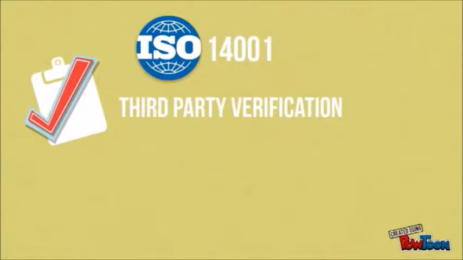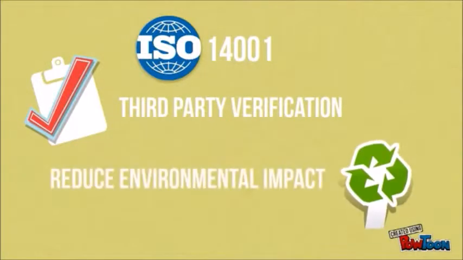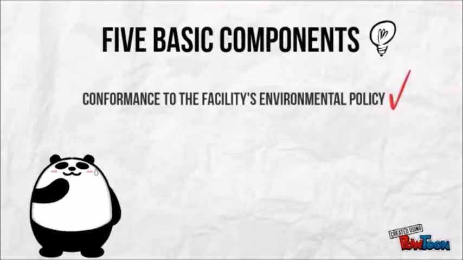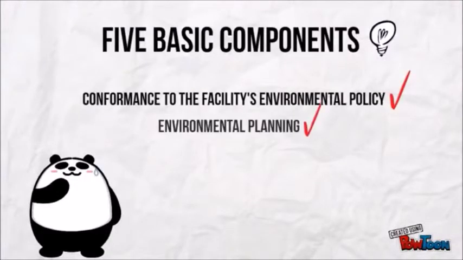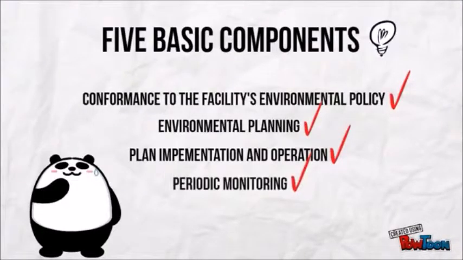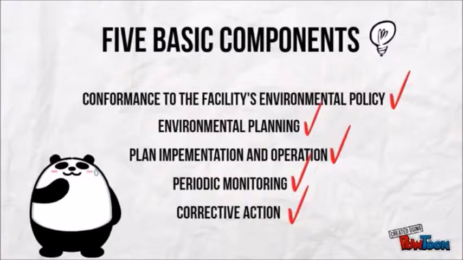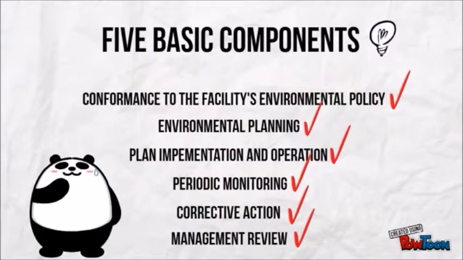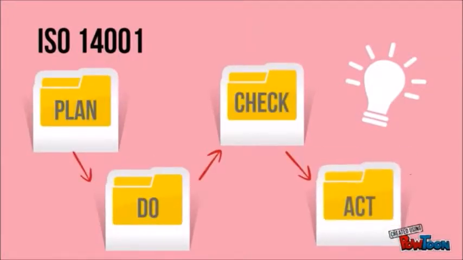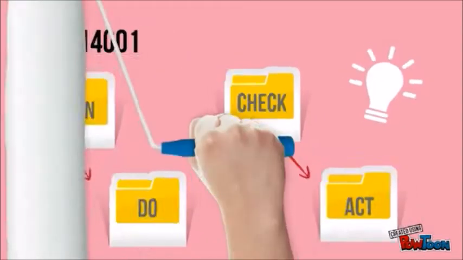A certified facility must first commit to reducing its environmental impacts over time. Then, it must demonstrate that its EMS meets ISO's 5 basic components: conformance to the facility's environmental policy, environmental planning, plan implementation and operation, periodic monitoring, corrective action, and management review, which generally occurs on an annual basis. Once certified, a facility must follow this cycle of plan, do, check, and act over time to maintain its registration.